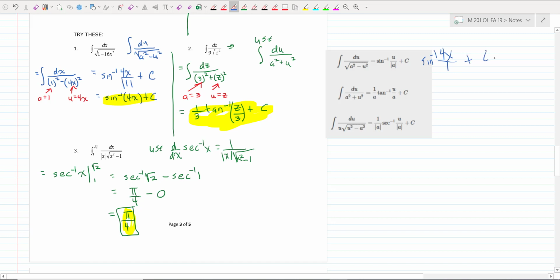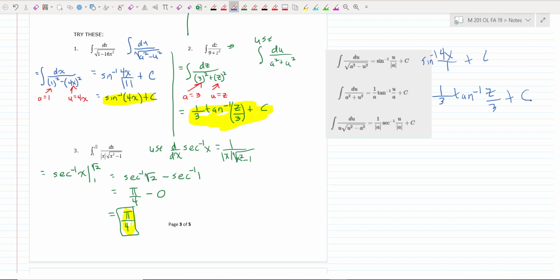Okay. The next one, 9 plus z squared, follows this one well. We're going to use this structure. Again, 9 is a perfect square. Write it as 3 squared, so it matches up with this a squared. Leave that as z squared. So a is 3, u is z. So you would just have 1 over a, just following this formula, inverse tangent of u, which is z, and then a is 3. Okay, so these are just exercises to get you used to using integral formulas of this type.